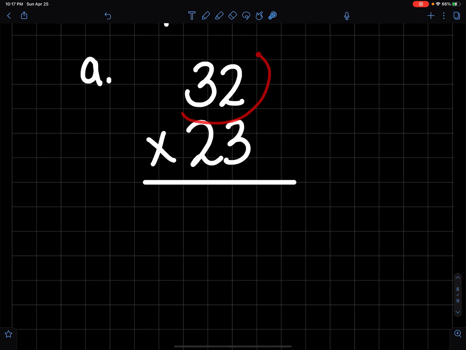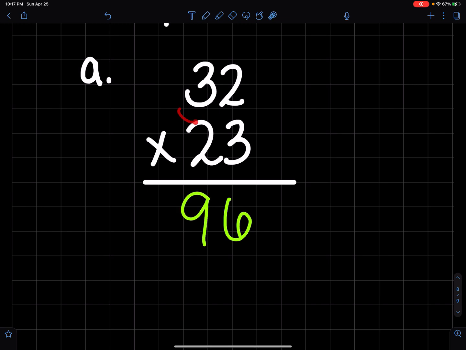Okay, let's multiply 32 times 23. The first thing we're going to do is multiply the ones place. So 32 times 3. Now what if I just do that in my head? Okay, I can do that in my head. 32 times 3. Let's see. 3 times 2 is going to be 6. And then 3 times 3 is going to be 9. So I'm going to write it like that.